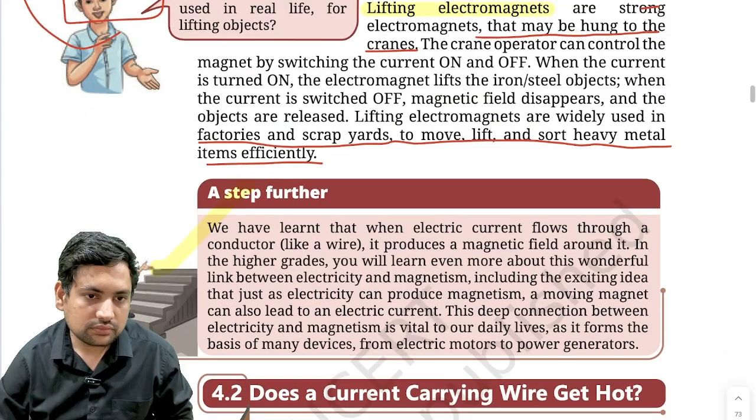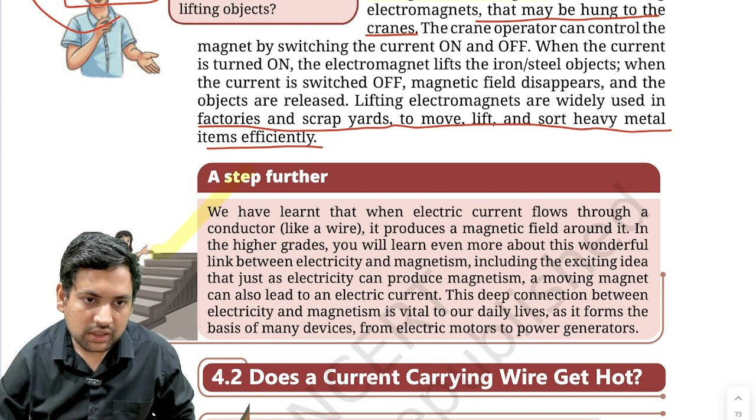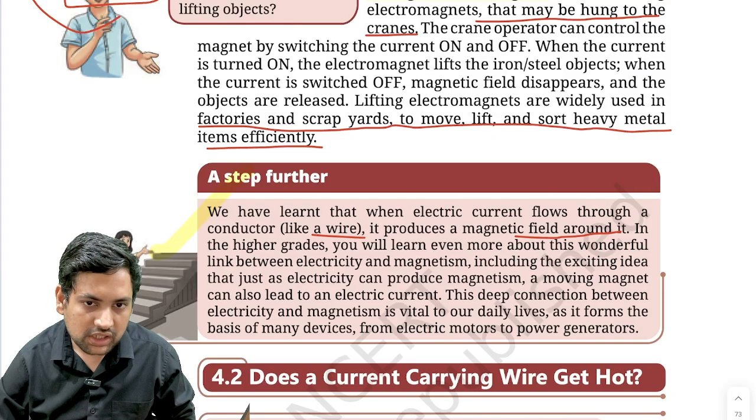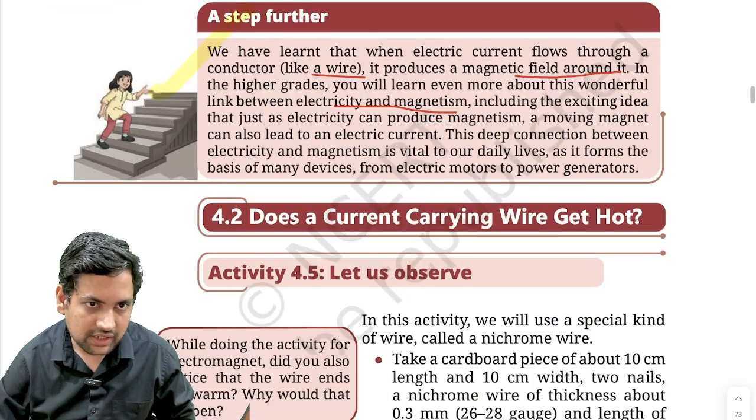Then, next thing, we have learned that when electric current flows through a conductor like a wire, it produces a magnetic field around it. This we have already seen. Correct? Now, in the higher grades, you will learn even more about this wonderful link between electricity and magnetism. Okay, then let's see next.